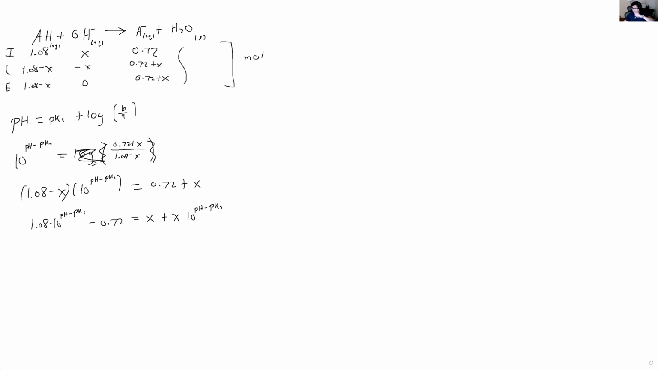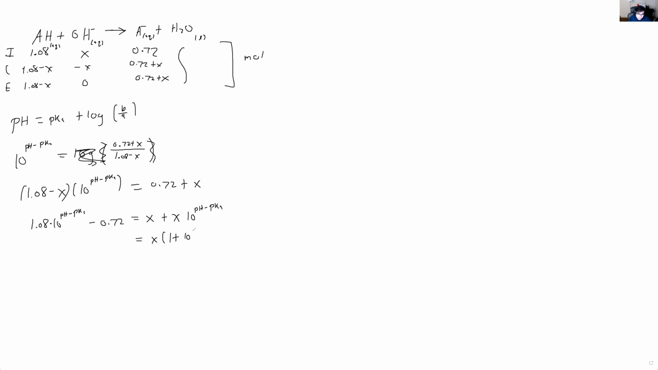All right, back. Sorry. So what we do now? This part I just got from algebra. Just distribute the 10 to the pH minus pK to both. That's where you get the 1.08. And then subtract the 0.72. And we also have minus x times 10 to the pH minus pKa. So we add that to both sides, and it ends up here. Then you can just factor the x.